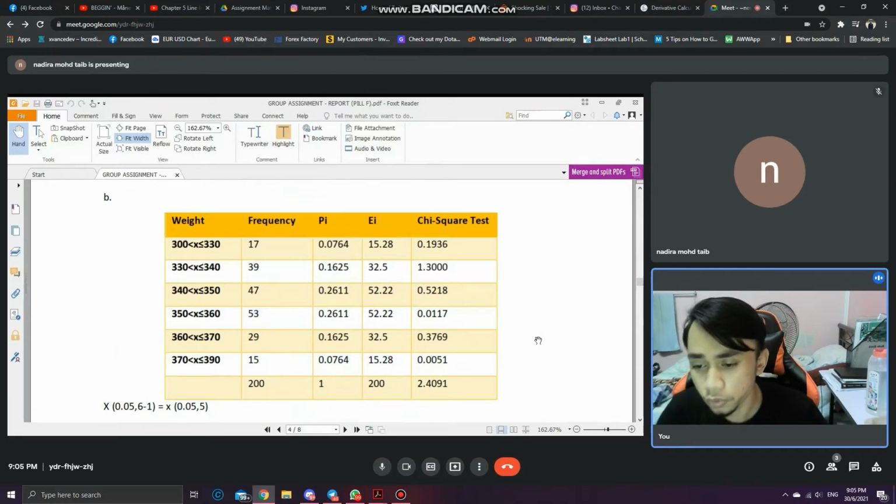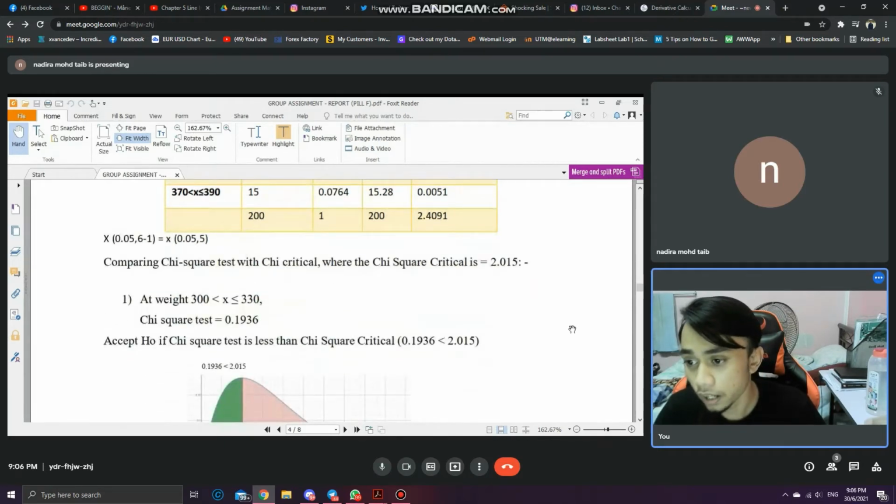Same as frequency, the total EI value must equal 200, it cannot exceed or be less than 200. We need to make sure that the number is equal to the number of data provided. After we obtain the values of pi and EI, we need to calculate the chi-square test value, where the formula is frequency minus EI, squared, divided by EI. From here, we can see that the total chi-square test is equal to 2.4091.